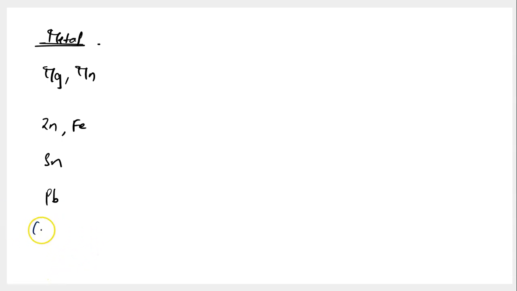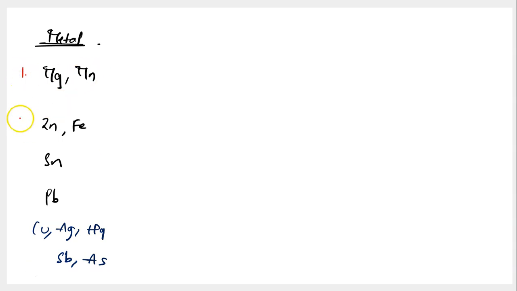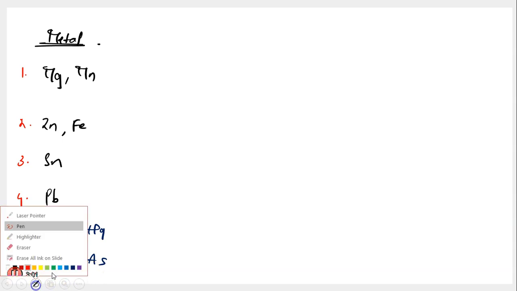in the reactivity series. Copper, silver, mercury, they all fall below hydrogen in the reactivity series, and then is stibium and arsenic. So we'll be talking about all these classes of metals. Class 1 is magnesium manganese, then is zinc iron, then is stannum, then is plumbum, and all these four classes or four sets that you see here are the metals present above hydrogen in the reactivity series, and class 5 and class 6 are the metals which are present below hydrogen in the reactivity series.